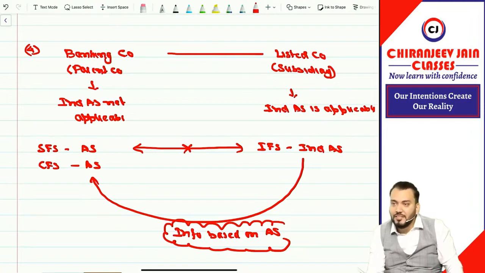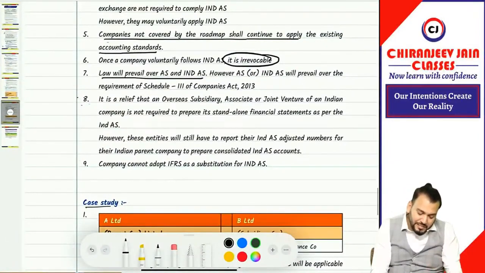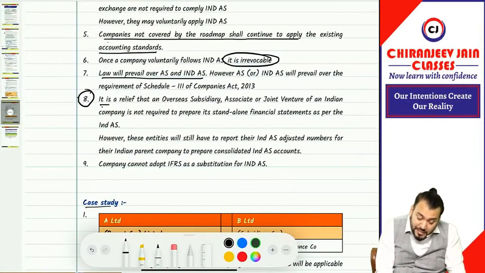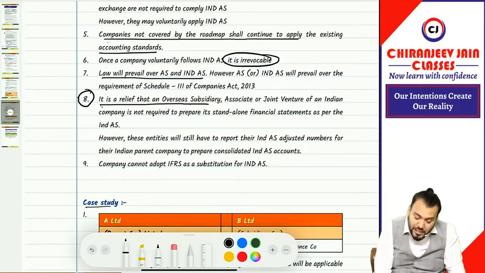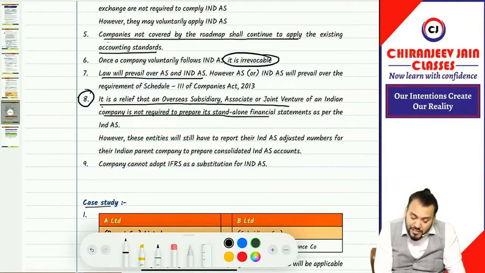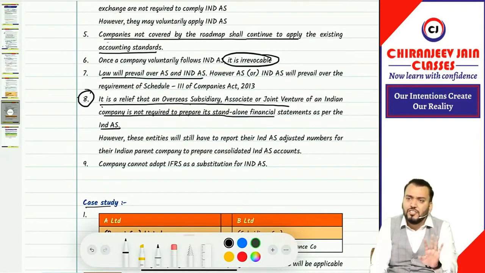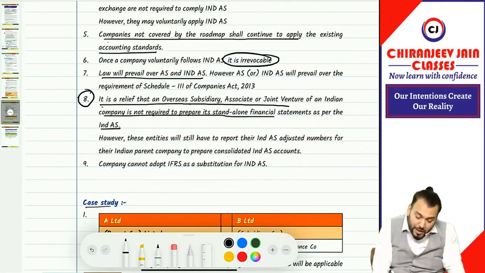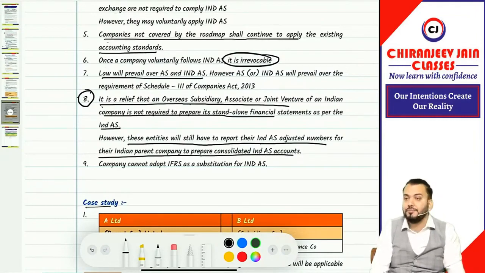Got it? Understood? Yes, sir, we have understood. That is also mentioned. Let us read it. Just read point number 8. It is a relief that overseas means foreign. Foreign subsidiaries, associates or joint ventures of Indian companies are not required to prepare their standalone financial statements as per Ind AS. So foreign subsidiaries, foreign associates, foreign joint ventures are not required to follow Ind AS. However, these entities will still have to report their Ind AS adjusted numbers for the Indian parent company to prepare what? Consolidated Ind AS accounts.